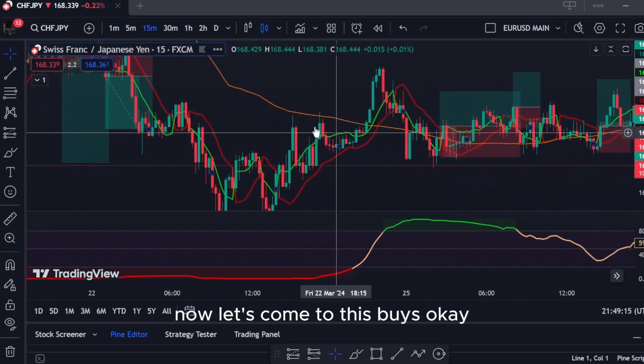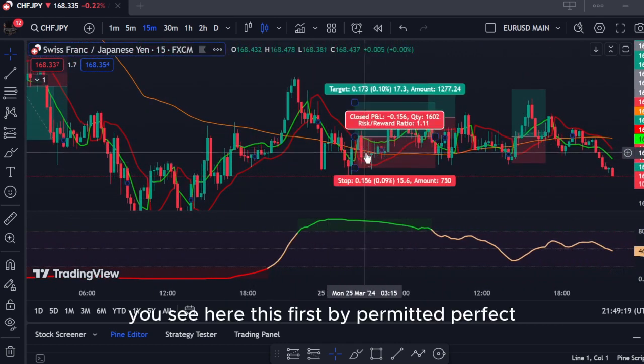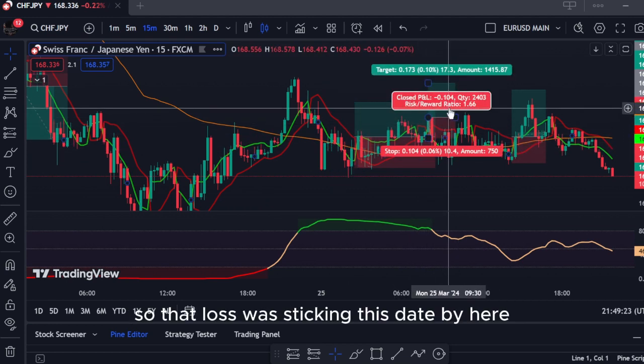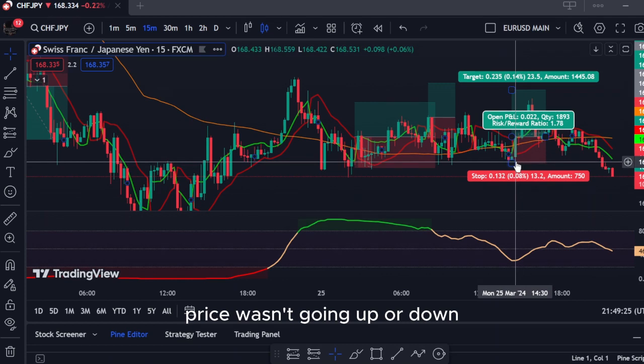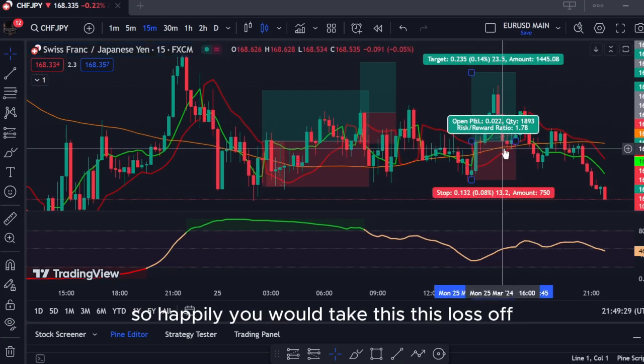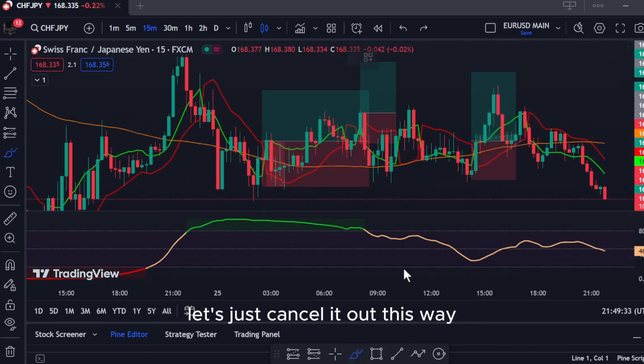Now, let's come to these buys, okay? You see here, this first buy, permitted, perfect. This second buy here, permitted. So that loss was taken. This third buy here, price wasn't going up or down. So happily you would take this loss off. I'm just going to leave it there. Let's just cancel it out this way.